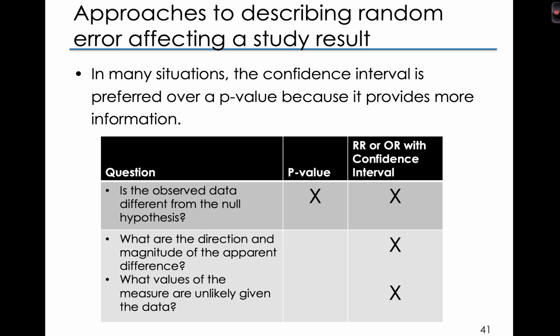What are the direction and magnitude of the apparent difference? A p-value does not tell you that. A risk ratio or odds ratio with a confidence interval does tell you that. And what values of the measure are unlikely given the data? A risk ratio or odds ratio with a confidence interval does a great job of telling you that. So we do prefer a confidence interval over a p-value because there's more information, particularly about what values of the measure are unlikely given the data.